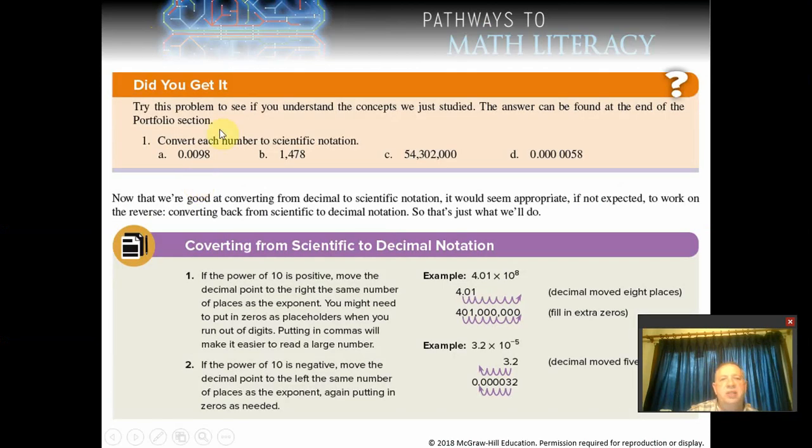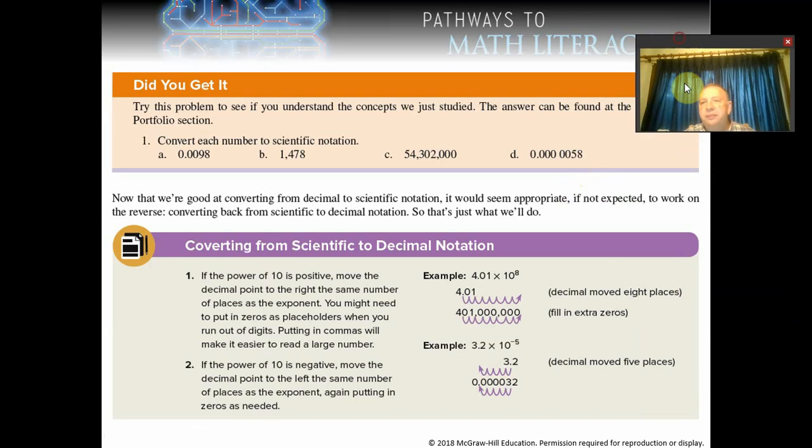So here's some things that you can work on, converting each number to scientific notation. I would think that's 1, 2, 3: 9.8 times 10 to the negative third. 1, 2, 3: 1.478 times 10 to the plus third. 3, 4, 5, 6, 7: 5.4302 times 10 to the 7th. 1, 2, 3, 4, 5, 6: 5.8 times 10 to the negative 6.